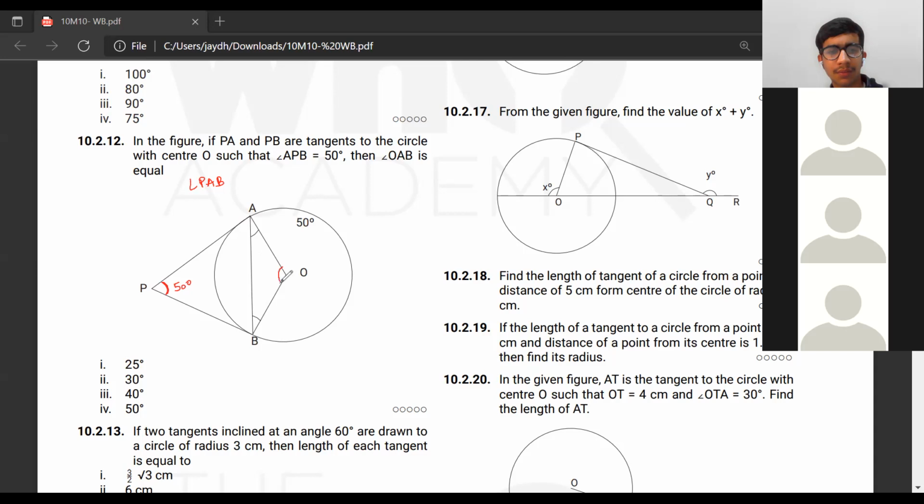After that, because OA is equal to OB, we can say that angle OAB is equal to angle OBA. And using the angle sum property, you will get the answer as 25. Exactly. Perfect. I completely agree with your solution. Any other approach for this question?